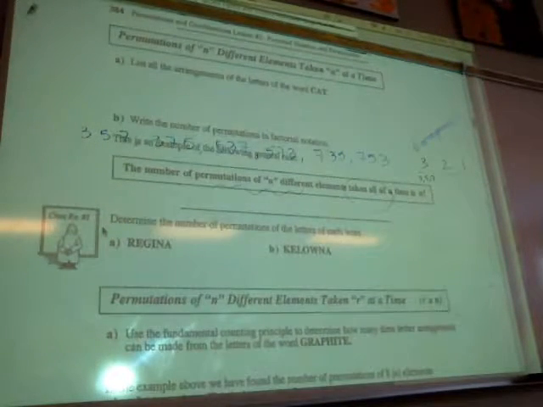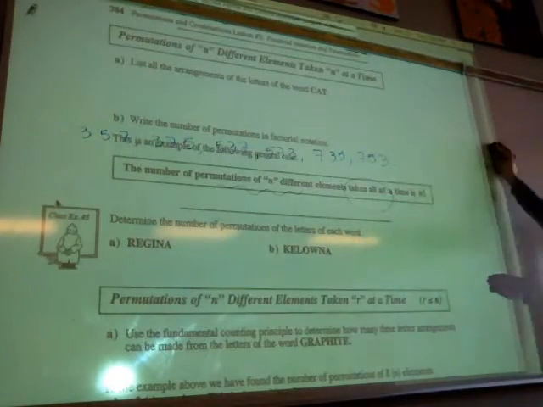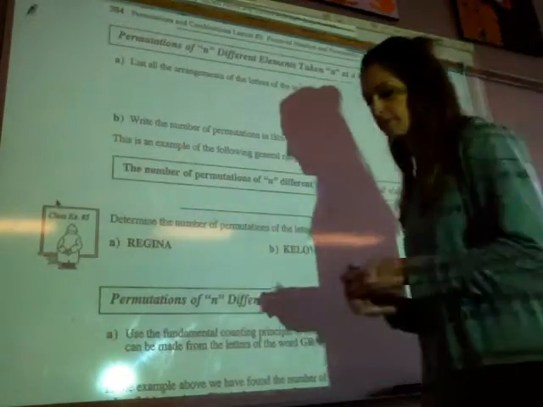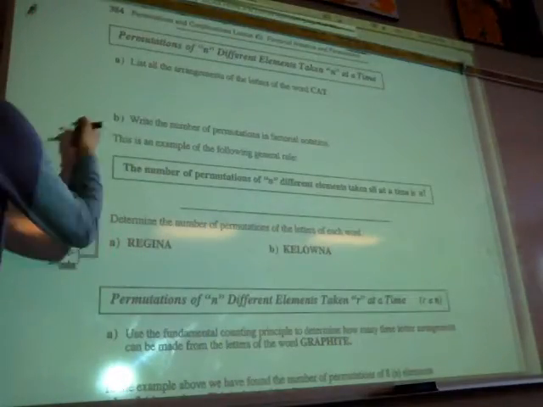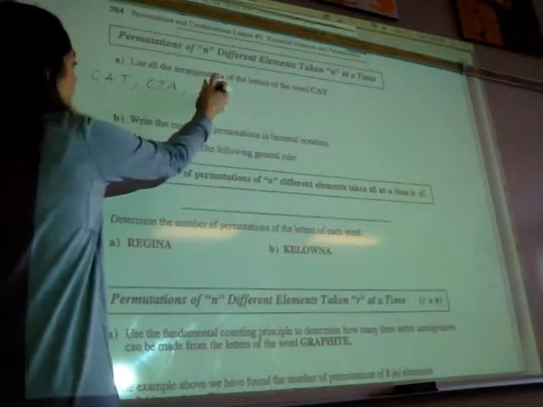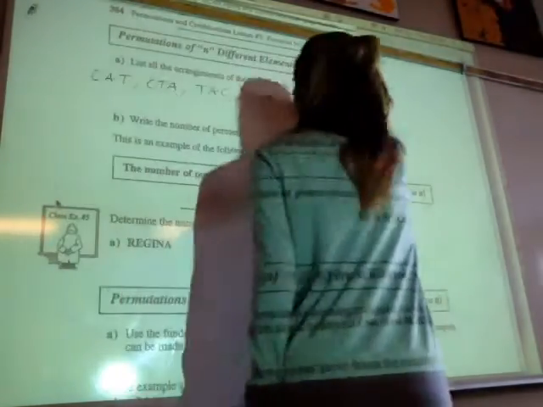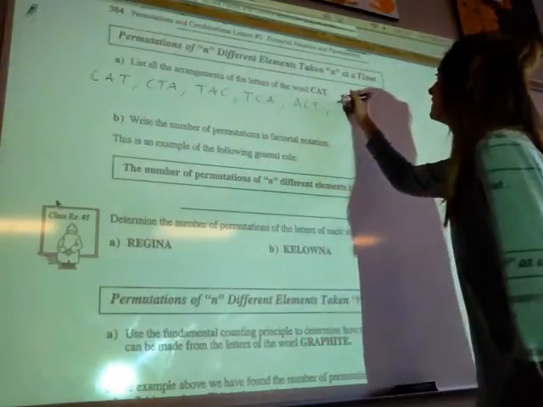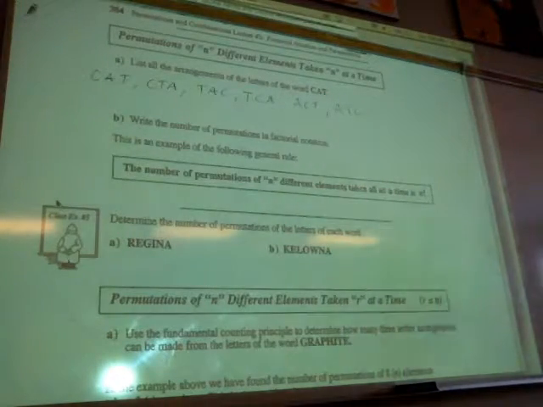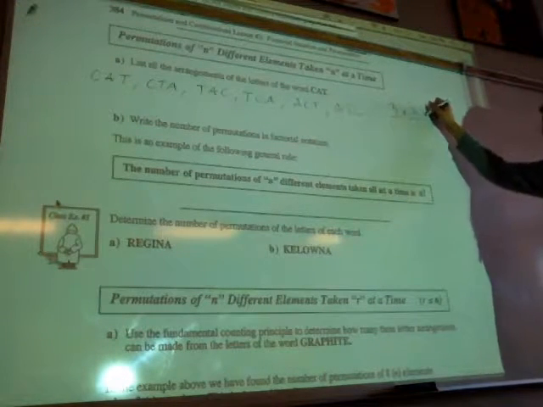So permutations of n different elements taken n at a time. Let's look at the word cat. We could have CAT, CTA, TAC, TCA, ACT, or ATC. How many possibilities? 6, which is also like 3 times 2 times 1.